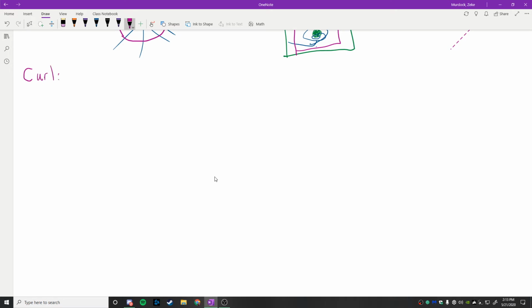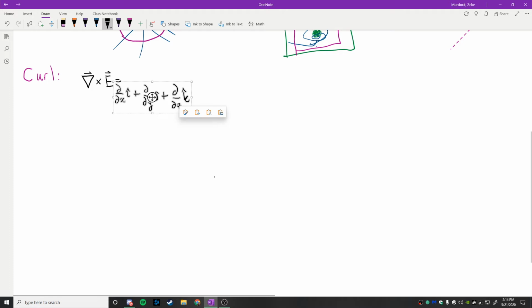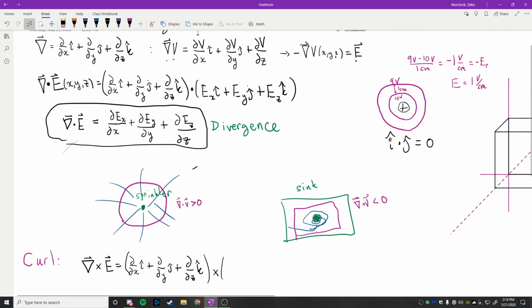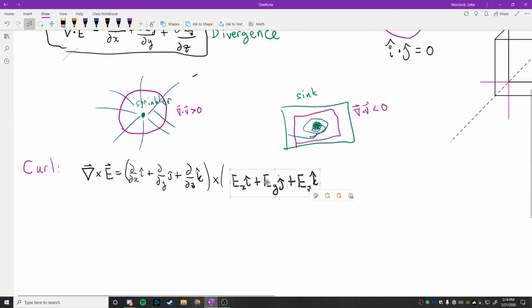So, curl you get by doing this. You take that nabla vector, or the del operator, and you use the cross product with your vector field. Okay? Now we take the nabla, or the del operator, which is this right here, and we have to cross product that with our electric field vectors. Let's take this again and put it right there. So we need to do that operation.